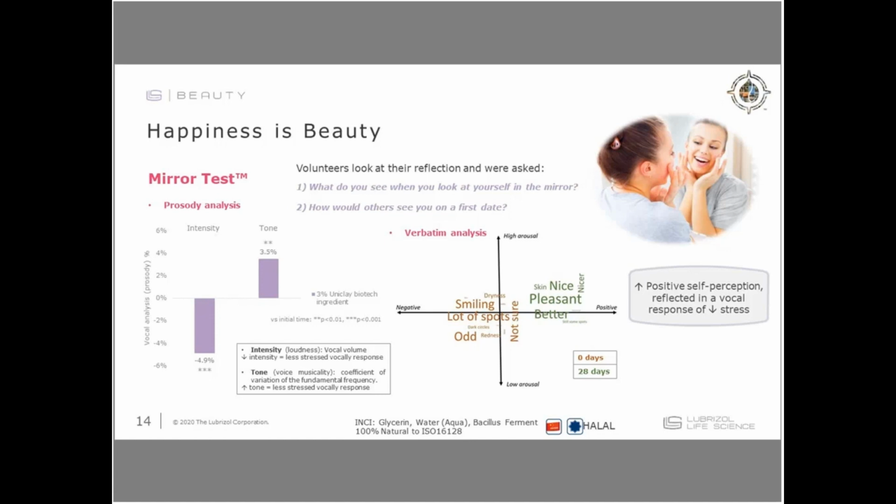But also the words that the volunteers use to describe themselves. So we see a shift in the orange, the 0 days, the orange words, and also after 28 days in the green words. So we see that they're using more positive words to describe themselves, like pleasant, nice, better. So the volunteers responded with a higher arousal, a higher excitement, and with a more positive feeling at the end of the treatment. And this is what we really want, to promote a positive self-image, and consequently we feel more comfortable, beautiful, and confident about ourselves. So this is what happiness is about, the key to beauty.